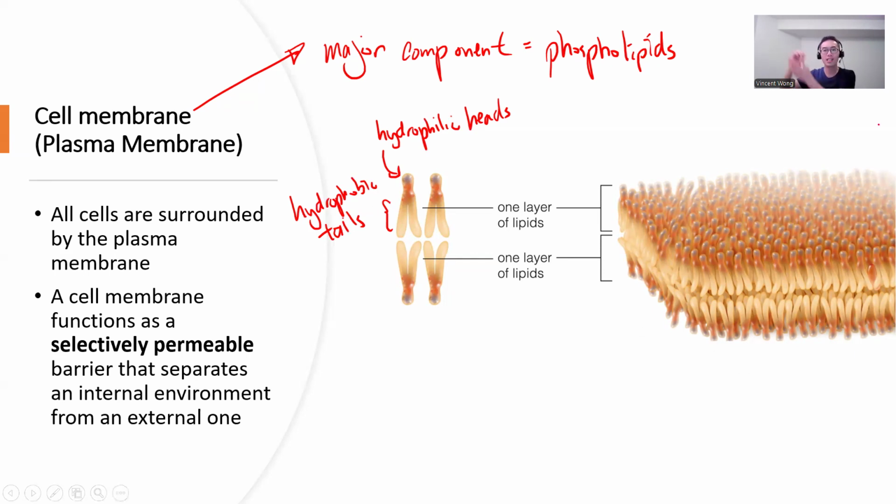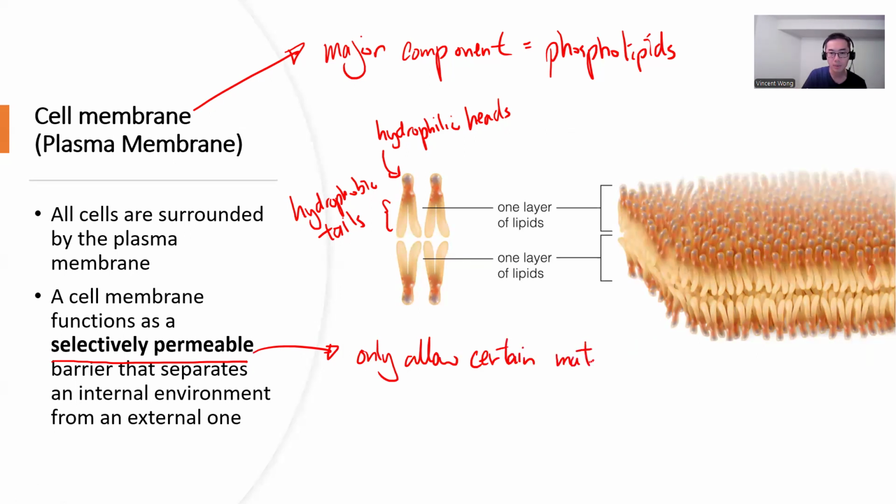In fact, there are two sheets of these phospholipids, and they form a selectively permeable barrier. Selectively permeable means only allowing certain materials to pass through. You don't want everything to go through. You want to keep the harmful stuff out. You want to keep the nutrients in the cell. You don't want everything to just freely move in and out without any sort of regulation.